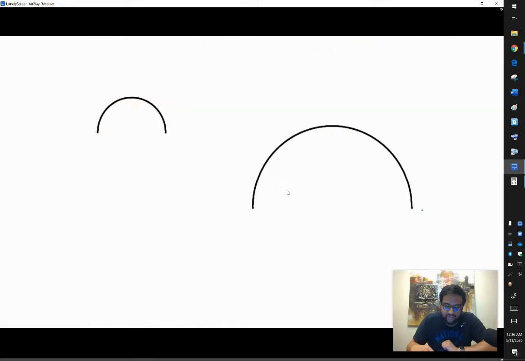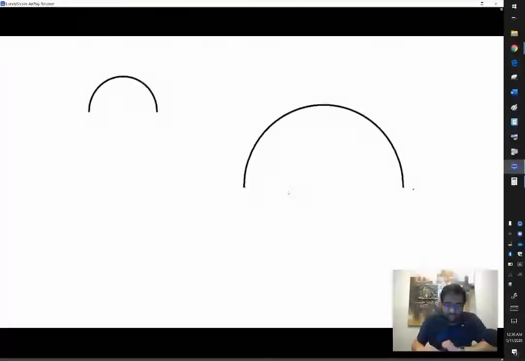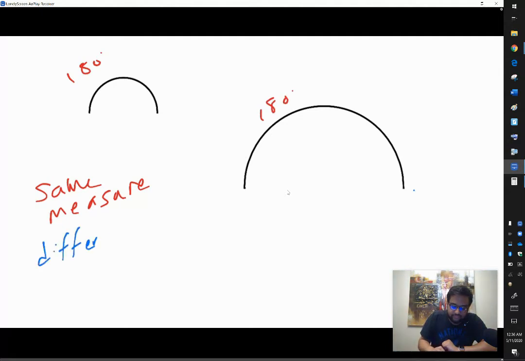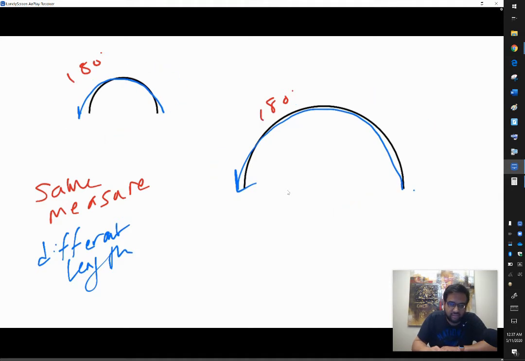I'll make that very concrete here. Both of these arcs have the same measure. That measure happens to be 180 degrees. They both represent the same proportion of a circle. Where they differ is their length. It is obviously a longer distance that my finger travels here on the bigger arc than the smaller one. There's more blue over here than there is over there. The physical length is longer in one than the other, but they do have the same measure.